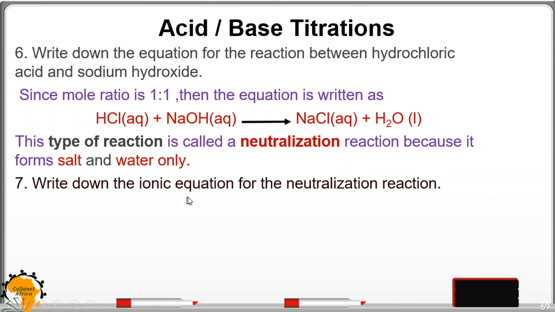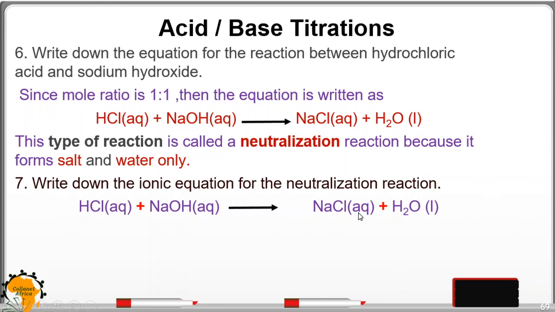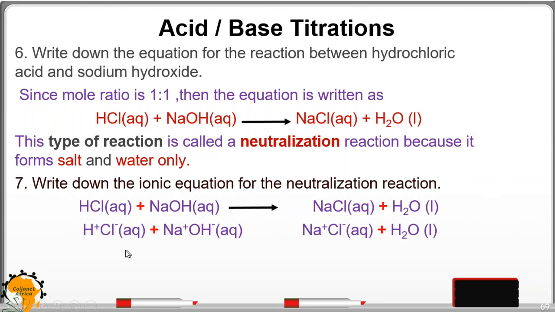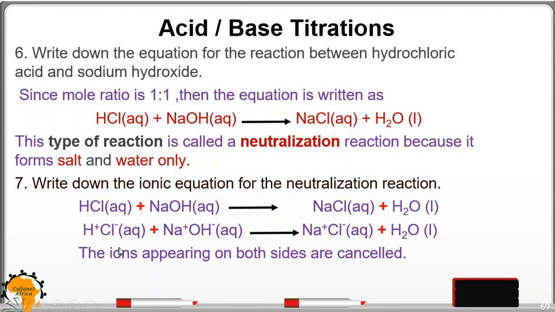Question 7. Write down the ionic equation of the neutralization reaction. So in this case, the HCl is aqueous, sodium hydroxide is aqueous, then sodium chloride is aqueous, so they can be written in ionic form. When you write the ionic form, there are ions appearing on either side of the reaction, so they are cancelled out. We have sodium ions appearing on this side, and also the chloride ion. When they cancel out, you get this one as the ionic equation.